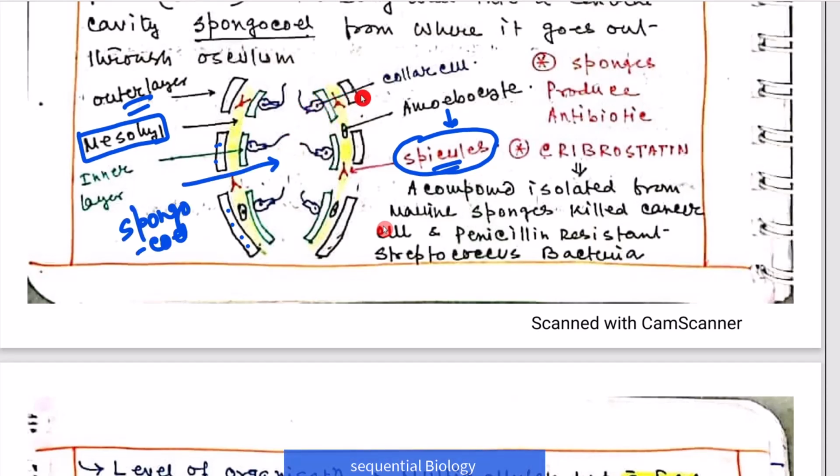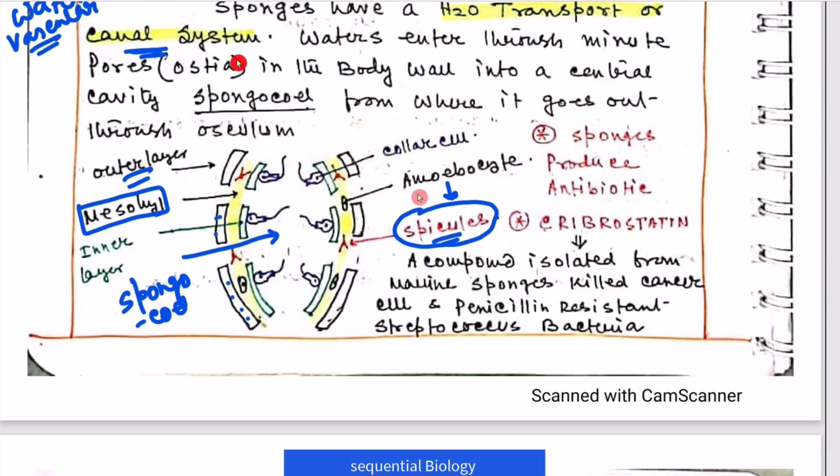These collar cells line the spongocoel, and the flagella of the collar cells create a water current in the spongocoel. The transport canal system is present here, and water enters through minute pores, the ostia, in the body wall into a central cavity called the spongocoel. This central cavity is known as the spongocoel, from where water goes out through the osculum. Water enters through the ostia and ultimately comes out through the osculum, which is present in the upper part of the body.